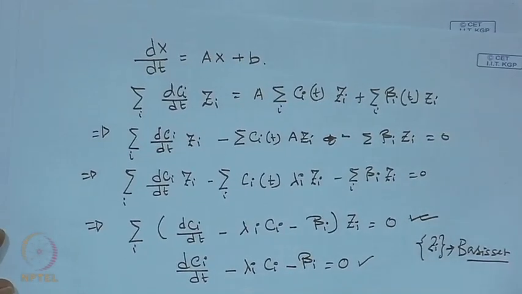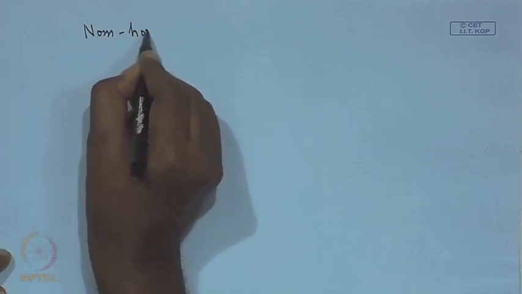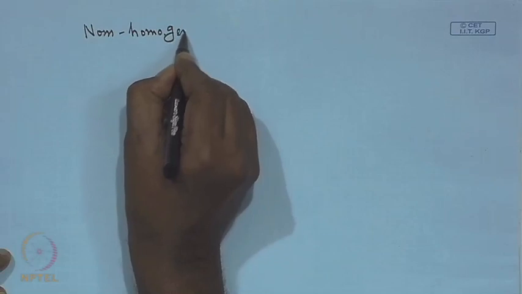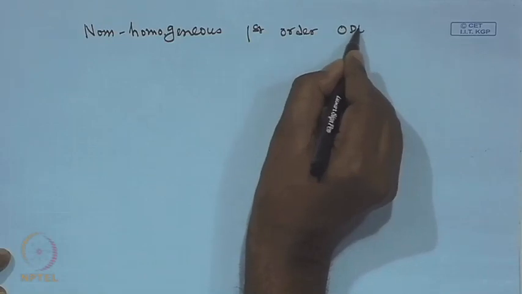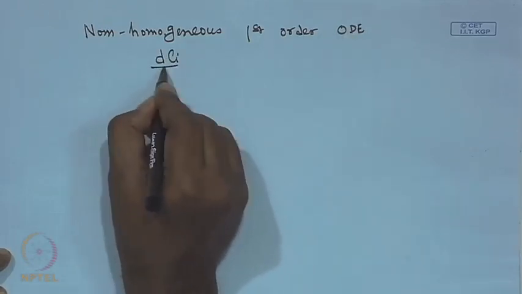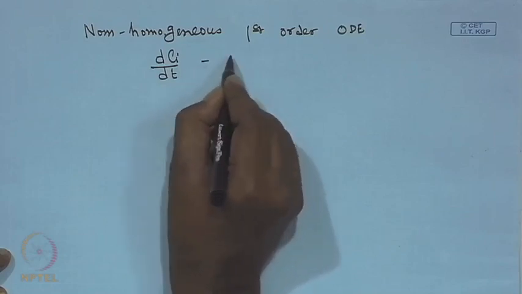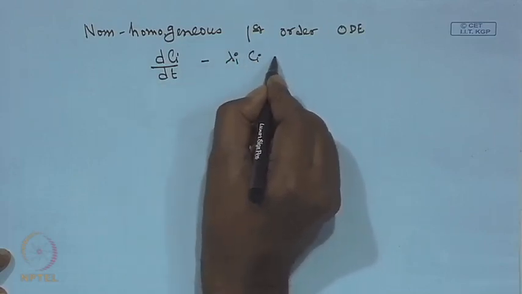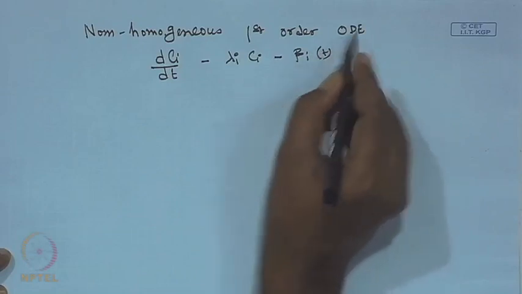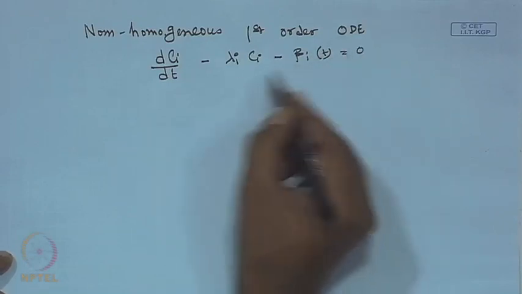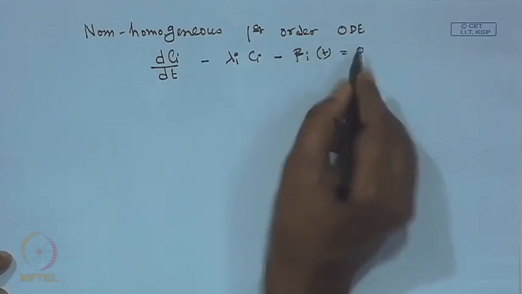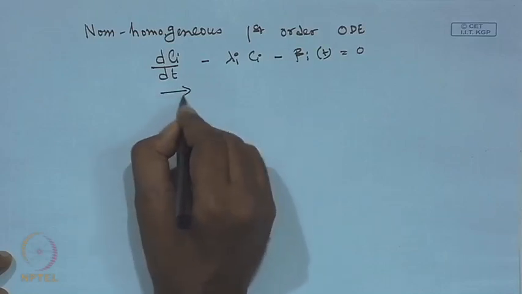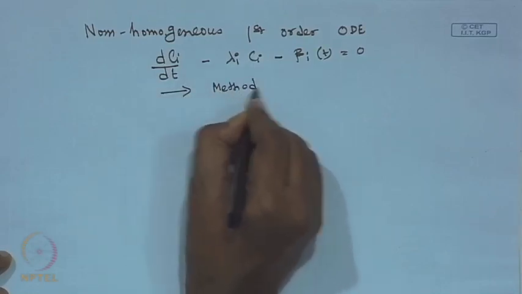So, we get an ordinary non-homogeneous first order ODE as dc_i/dt minus lambda_i c_i minus beta_i, which is in general a function of time. Now, this is a non-homogeneous ODE, ordinary differential equation. This ODE can be solved by the method of integrating factor.